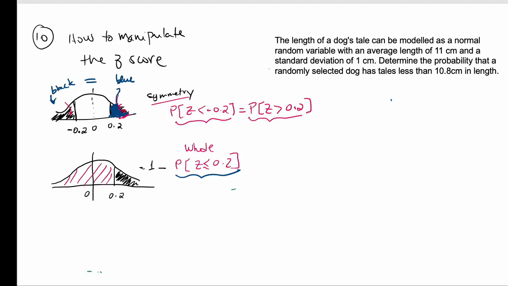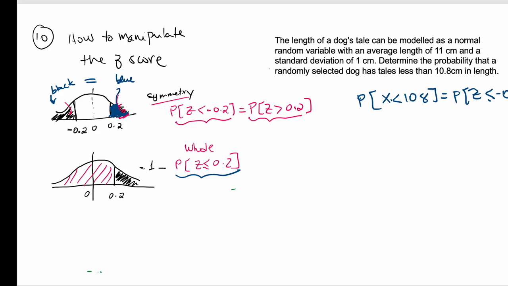How can we work ourselves out of this? So we are still in the same exercise. We stopped here, p of z. So the probability of having a tail less than 10.8 is equal to the probability of having a z less than or equal to minus 0.2. You can drop the equal if you want. So I have to work myself out of this. And there are two properties that give us this way of changing things.